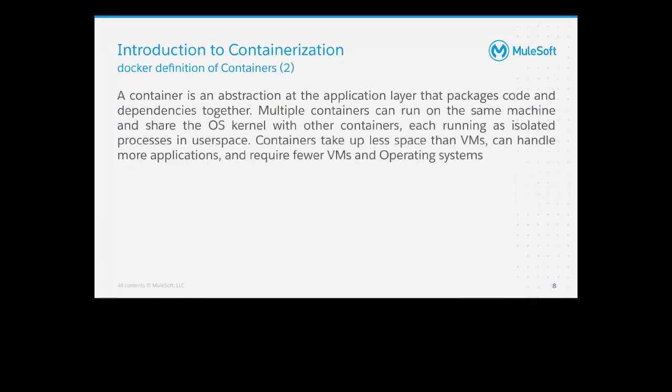And then I saw the second one, and this is more of a business type definition because it also contains the why and the advantages. So this one says a container is an abstraction at the application layer that packages code and dependencies together. Multiple containers can run on the same machine and share the OS kernel with other containers, each running as isolated processes in user space. But now it comes. Containers take up less space than virtual machines, can handle more applications, and require fewer VMs and operating systems. So that's where the advantage is. So this is probably the better of the two definitions.